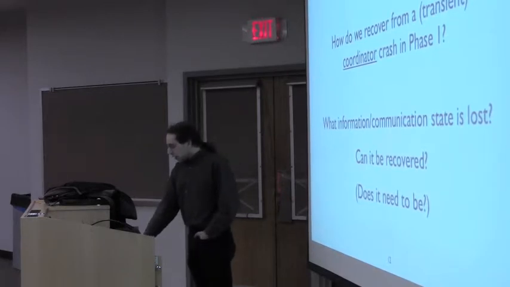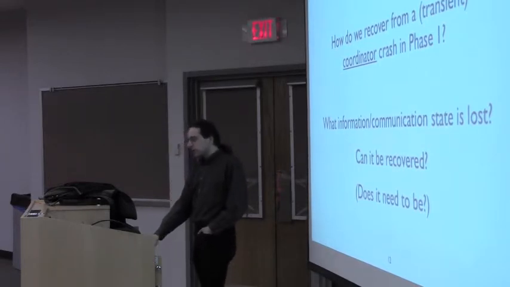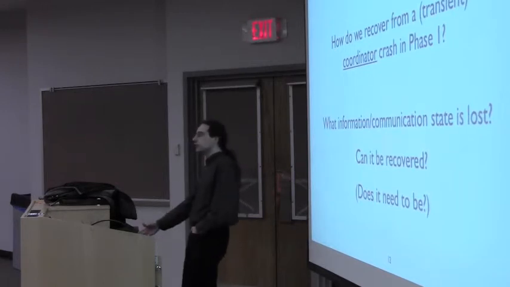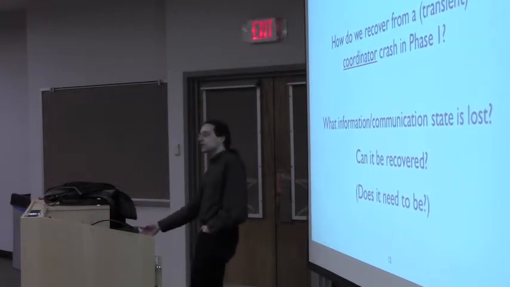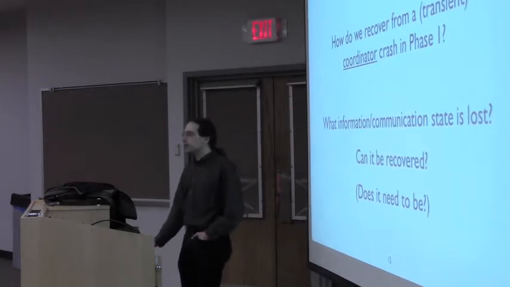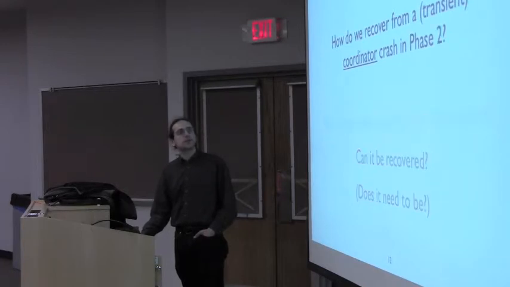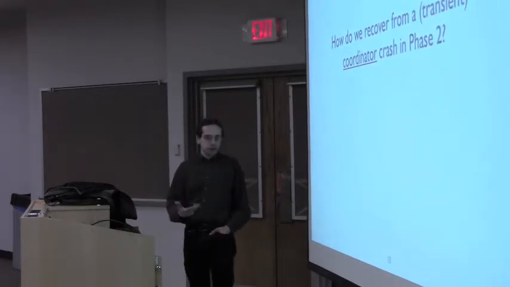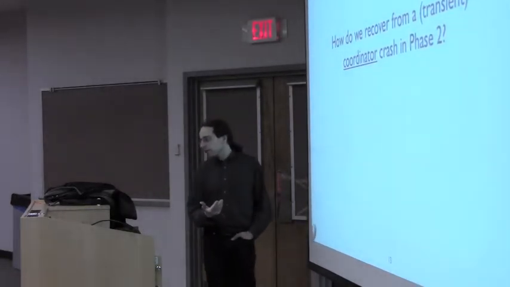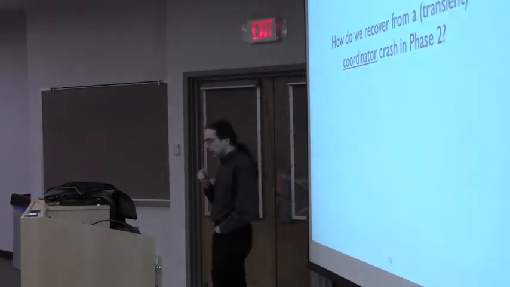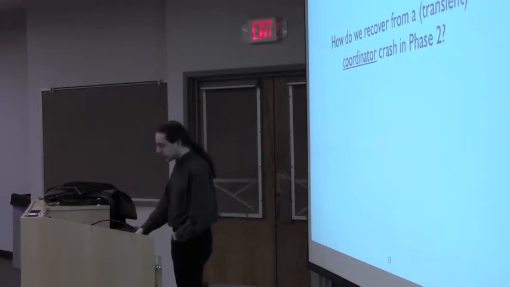Okay. Let's see. Moving on. So a coordinator crash in phase one: either information was logged and the coordinator can resume the transaction, or the coordinator can simply decide to abort the transaction as if it had never happened. Now in phase two, the clients have essentially agreed to commit the transaction. What happens if the coordinator crashes in phase two?